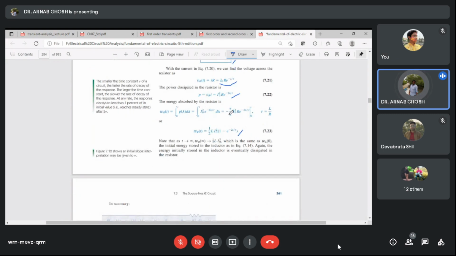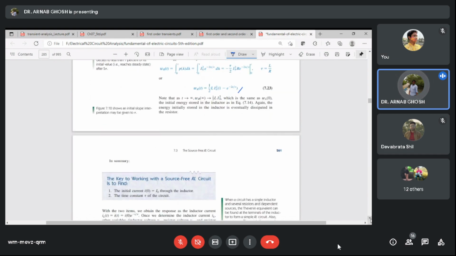This you do not need. You mainly focus on this current and the power dissipated part. You focus on these two equations. Okay. Now see, these derivations are important. Why, I will tell you.